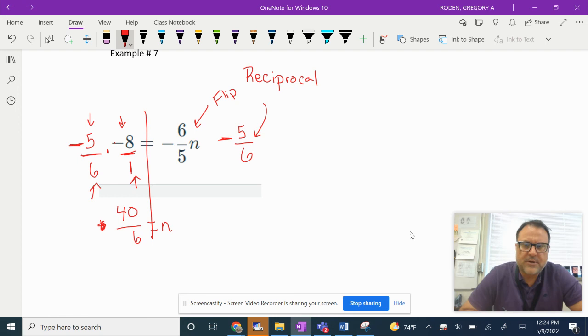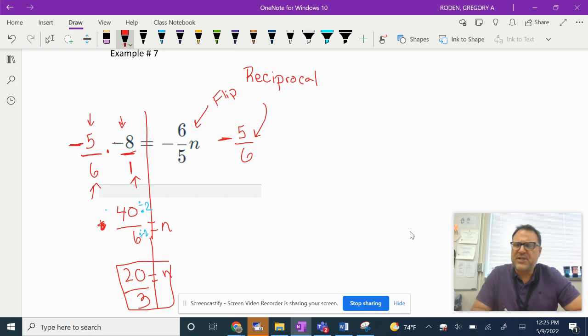We always want to make sure there's not a number that we can divide the top and the bottom by. 40 and 6 are both even, so we can divide them by 2. So before I give my final answer, I need to divide 40 divided by 2 and 6 divided by 2. 40 divided by 2 is 20. 6 divided by 2 is 3. And you're done. 20 over 3.